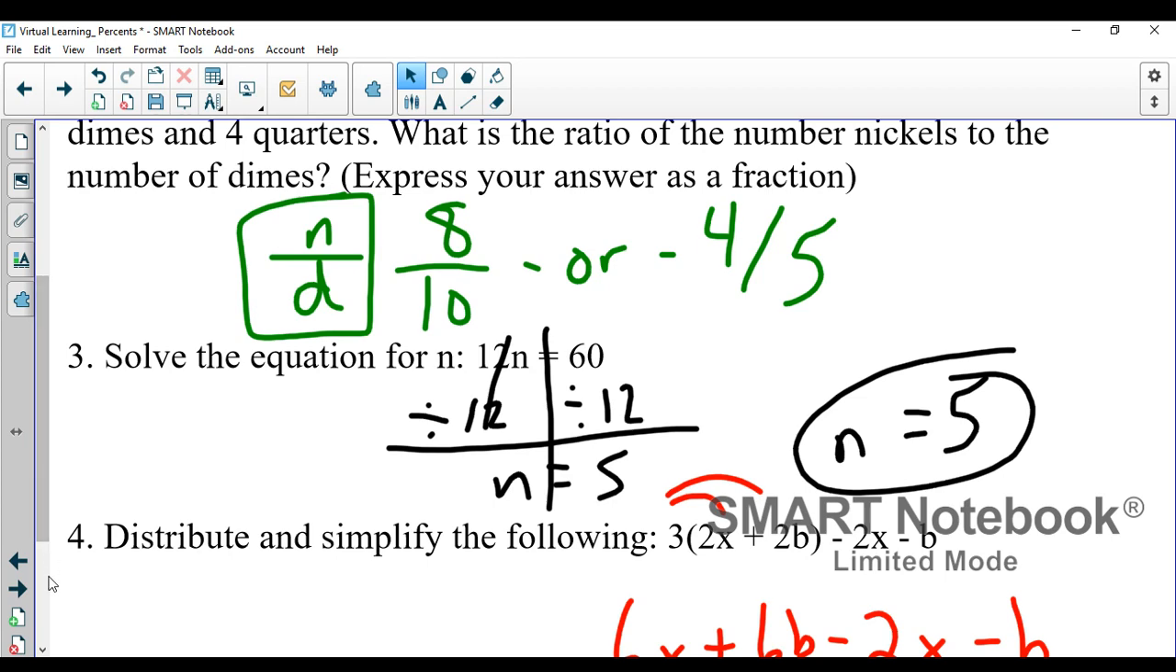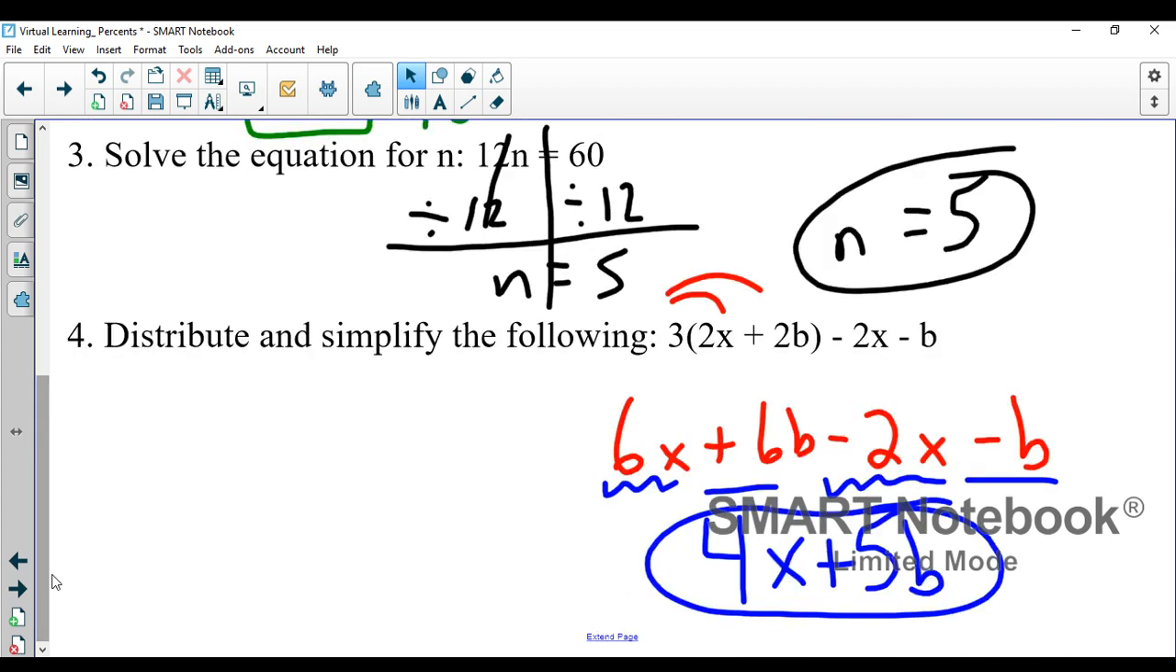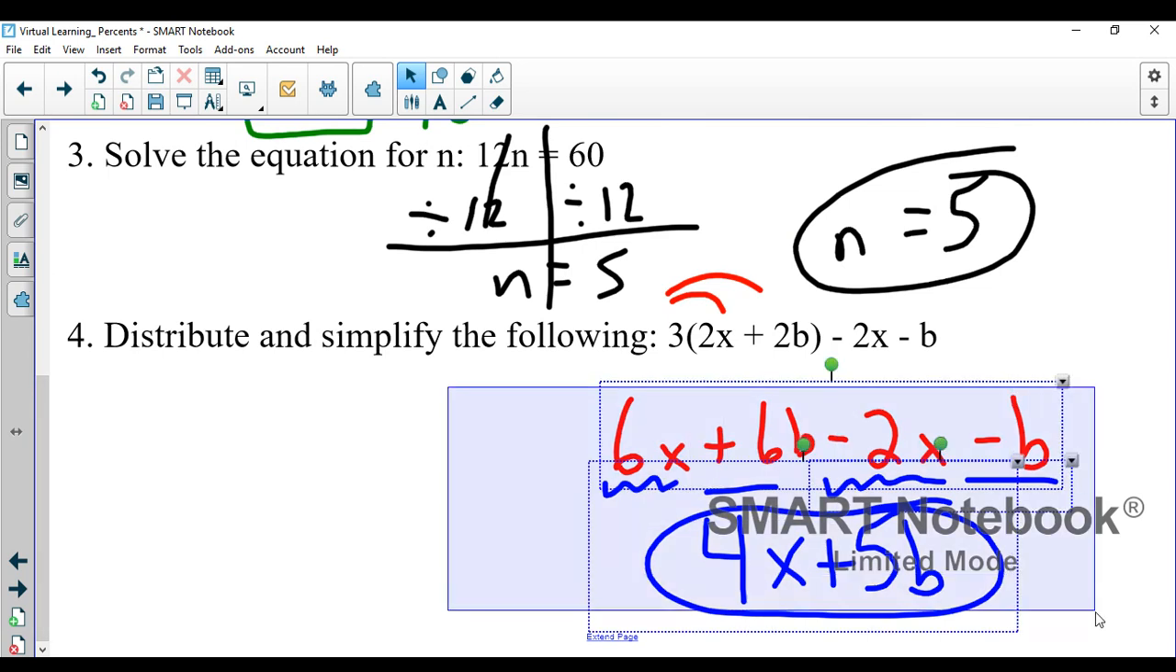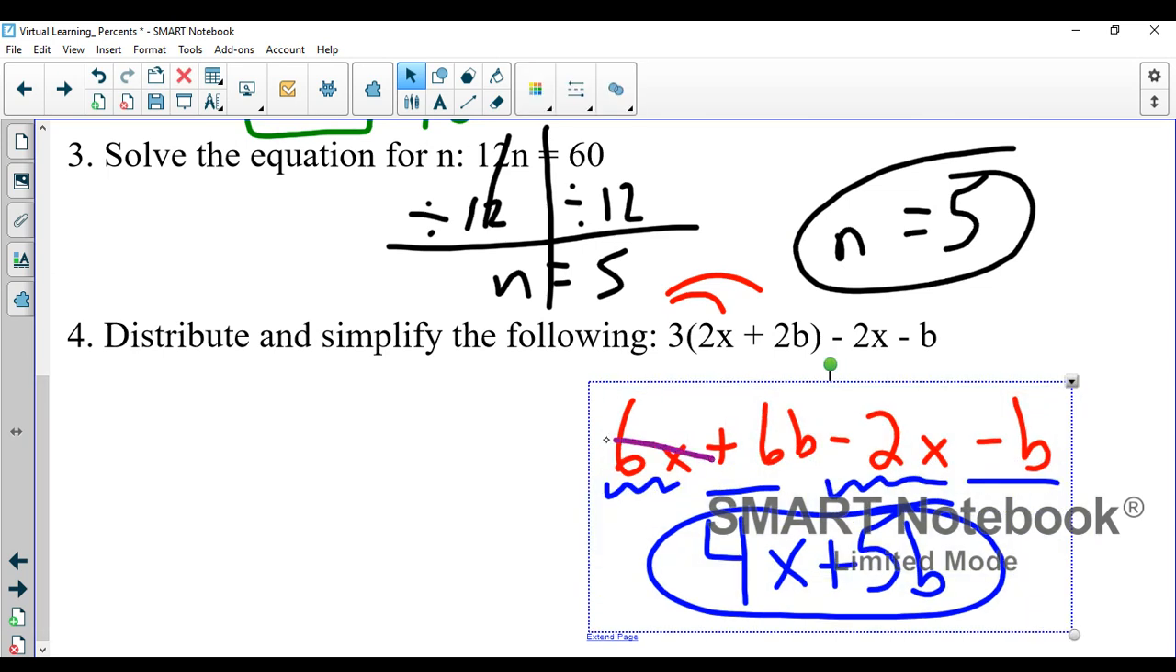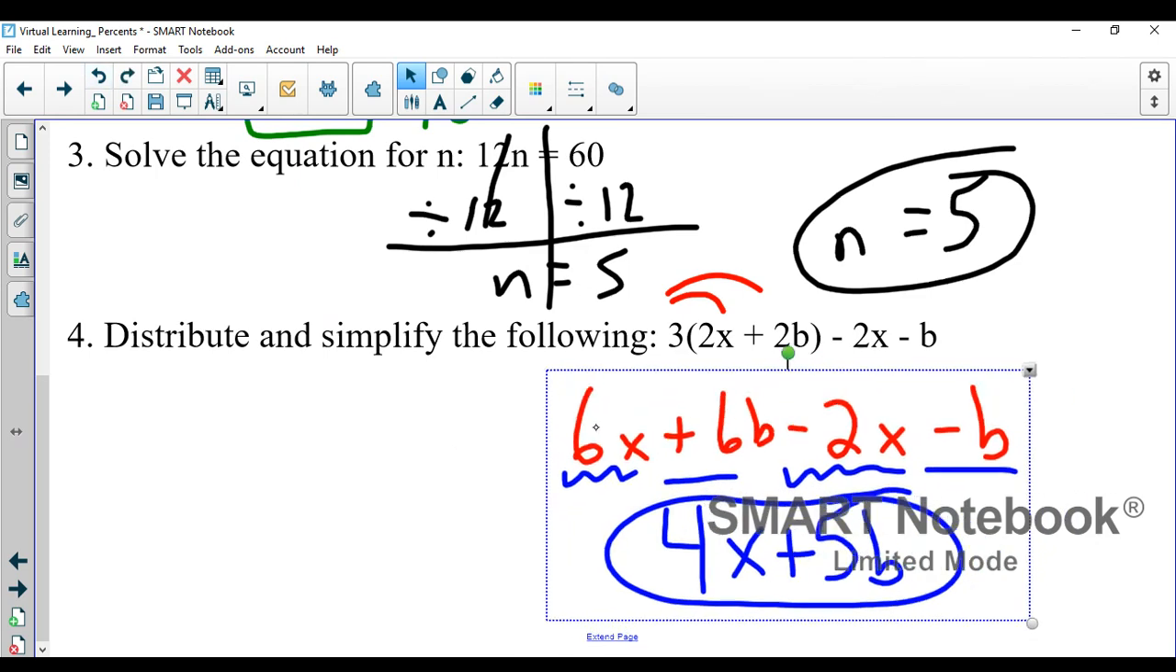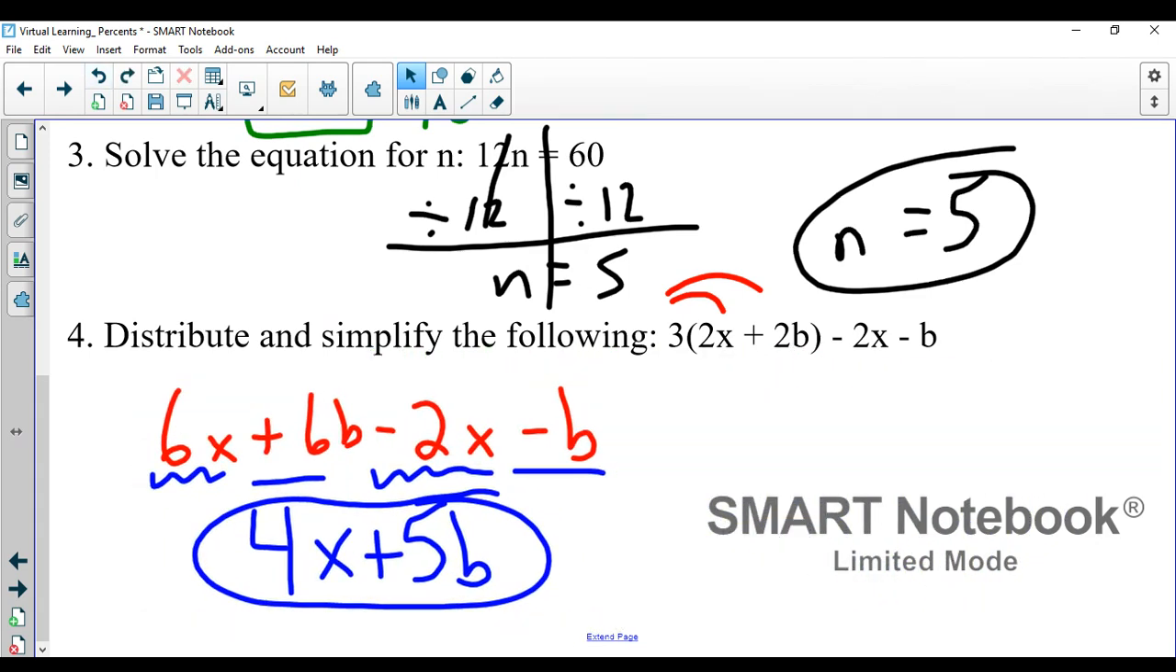Number four, this is a little bit trickier than the one we did earlier in the week. It says distribute and simplify the following. So the first thing you have to do is distribute everything out. So the 3 gets multiplied by the 2x to give you 6x. 3 times 2b gives you 6b. You drop everything else down, so minus 2x minus b. Then I coded it. I underlined my b's and I squiggled my x's. 6x minus 2x is 4x. 6b minus 1b is 5b.